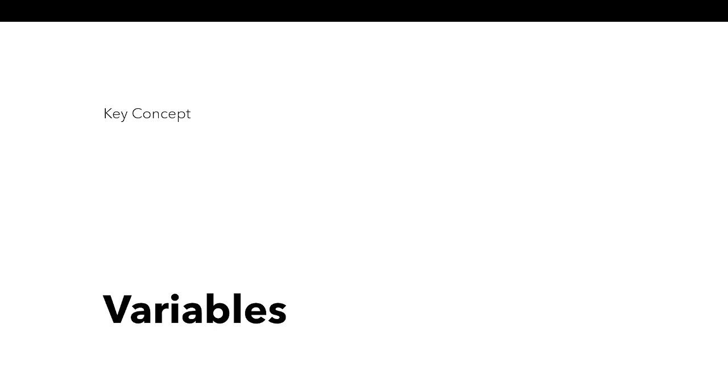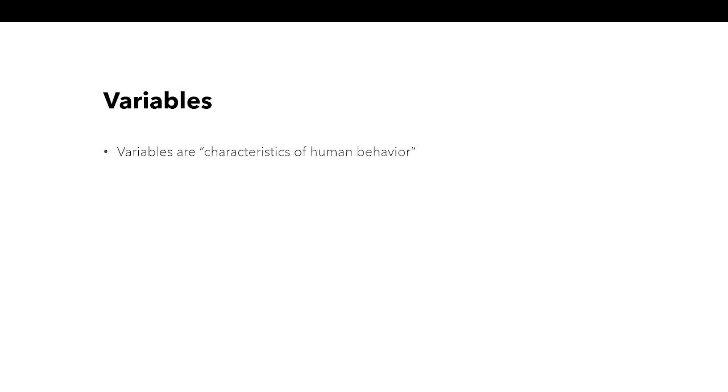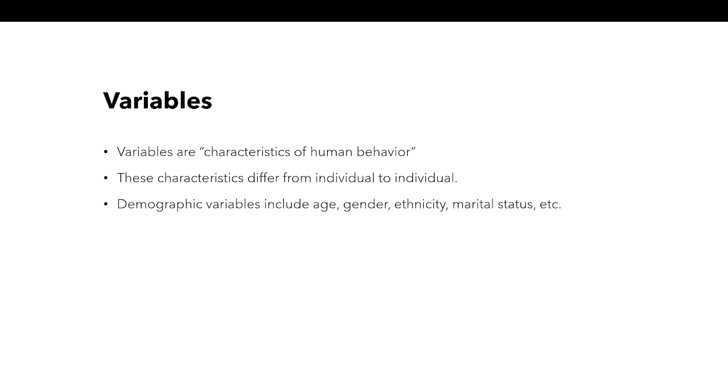Key concept number one, we're going to begin with variables. Variables are characteristics of human behavior, and these characteristics differ from individual to individual. There are different categories of variables in the sense that we can collect different kinds of information and categorize them into different groups based on what it is that we are exploring.